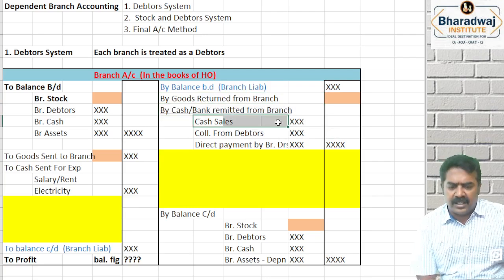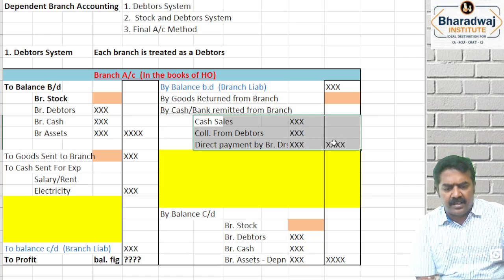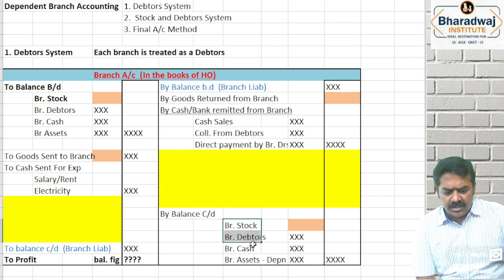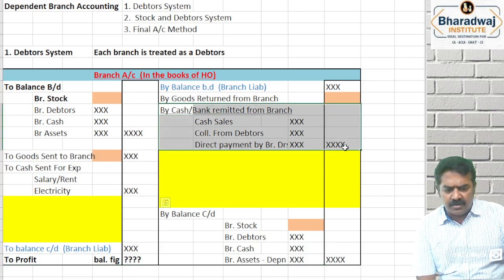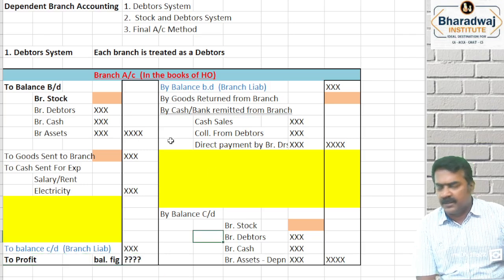What will they remit? Cash sales plus collection from debtors and direct payment by customers. Then record the closing balances, which can be stock, debtors, cash, assets, etc. You will get the profit or loss. How is that? Simple. Debits will be at cost price. All these realizations will be at selling price. So automatically you will get which one? The profit or loss as a balancing figure.